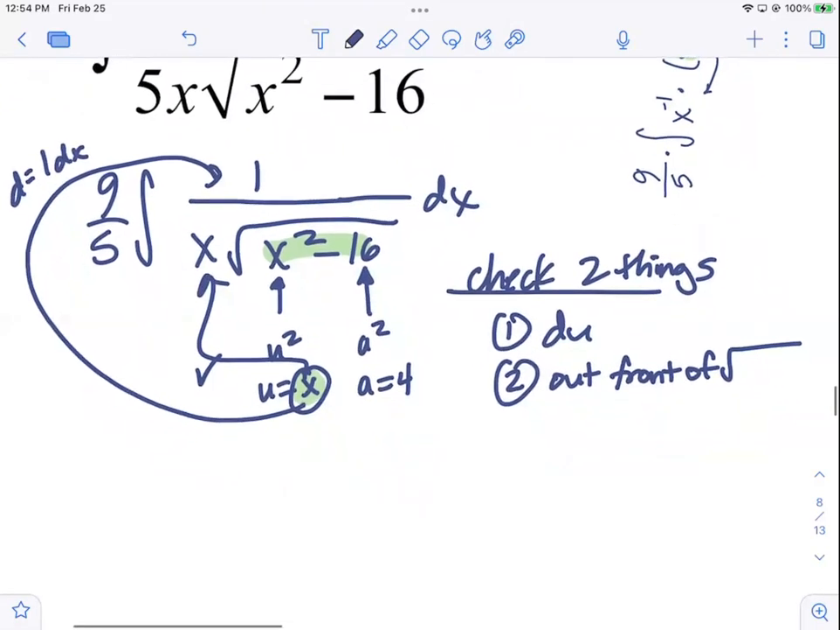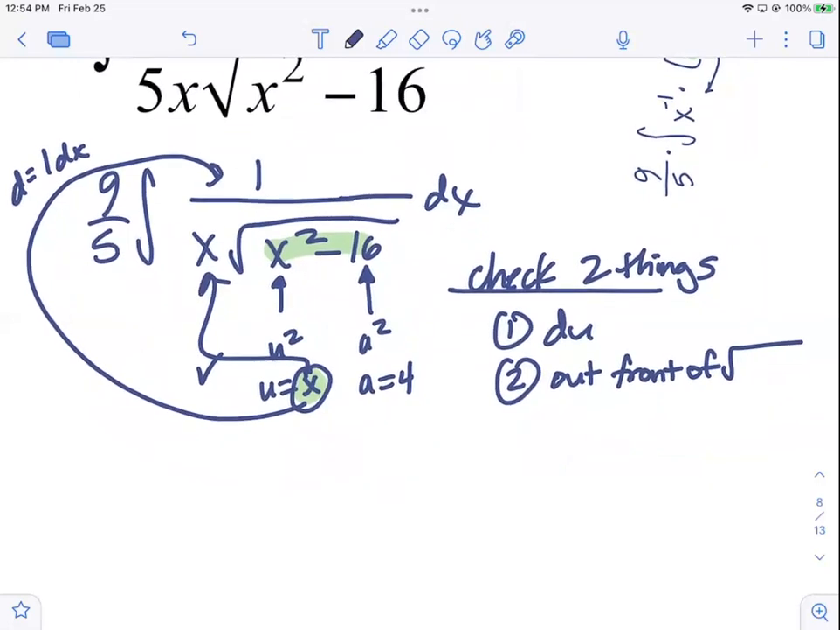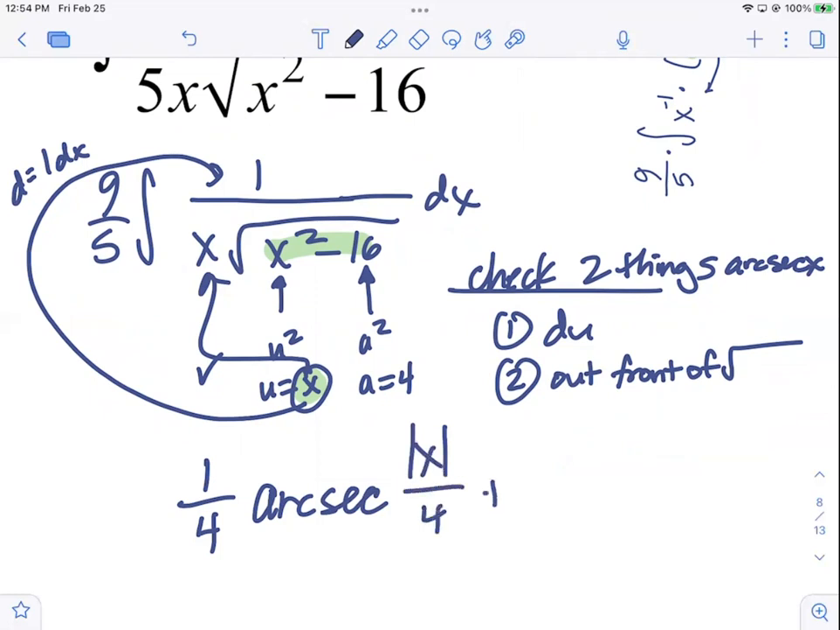So is it an arc secant? It is. It fits the arc secant pattern. You got to check 2 things for arc secant, and we meet both of them. So does arc secant have a 1 over a in front? Yes. So it's a 1/4 arc secant of the absolute value of u, which is x, over a plus c. Yes, Ella.